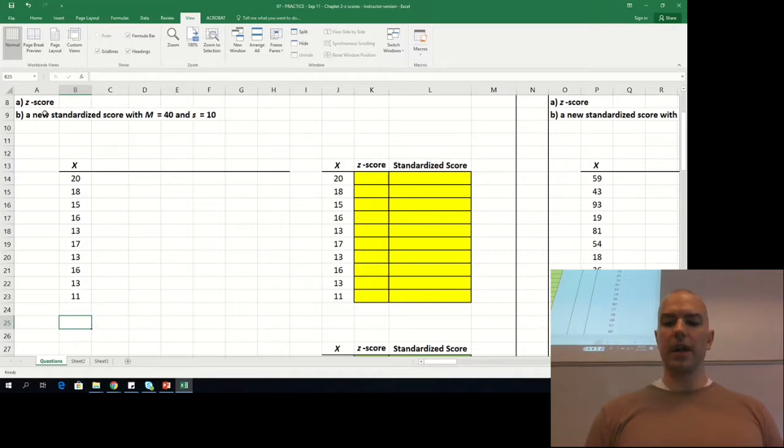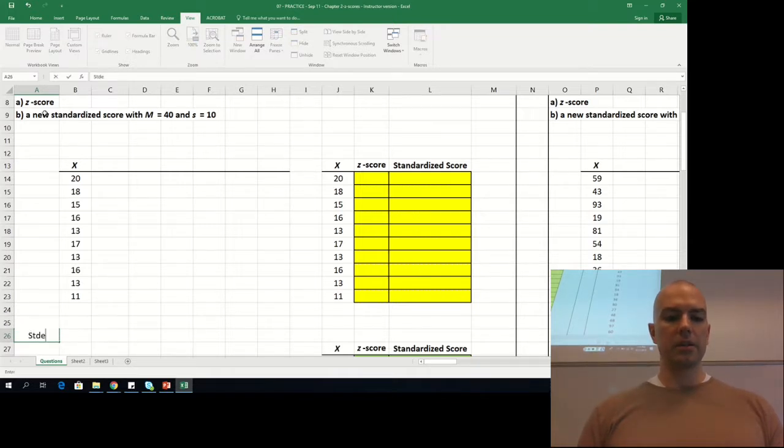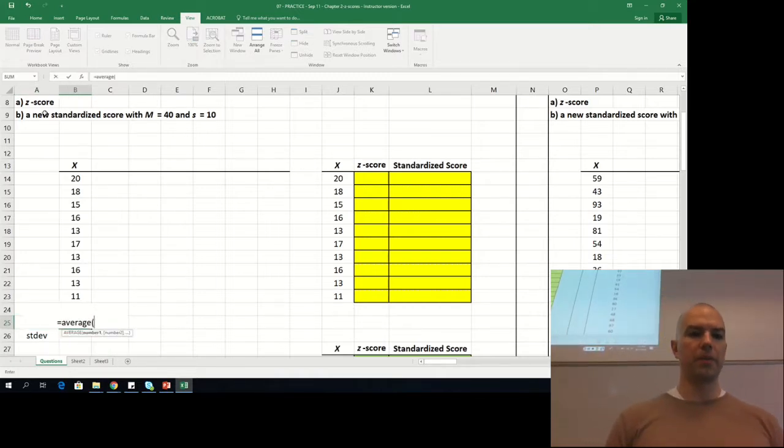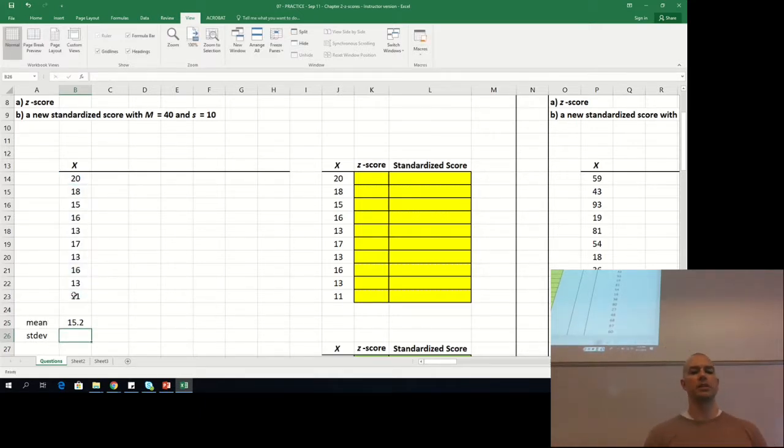We're going to do it kind of the wrong way, and then I'll do it the right way. So we know how to calculate the mean, and we know how to calculate standard deviation. So we can set these up down here. For the mean, equals AVERAGE, open parentheses, highlight those cells, close parentheses, hit enter, and we can see that these scores have a mean of 15.2.